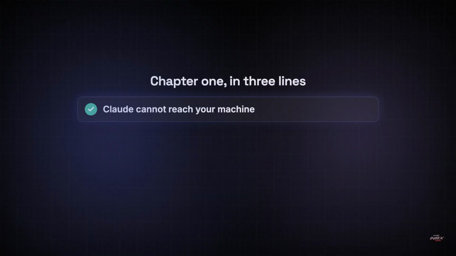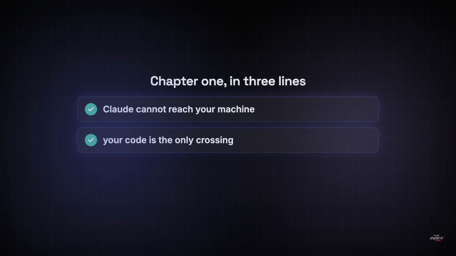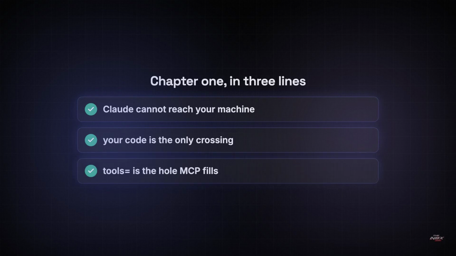Claude runs on Anthropic's machines and cannot reach anything on yours. Your code is the only thing standing on both sides of that line. And the call that talks to it takes a model, a ceiling, the conversation, and a list of tools, which is the argument MCP exists to fill.